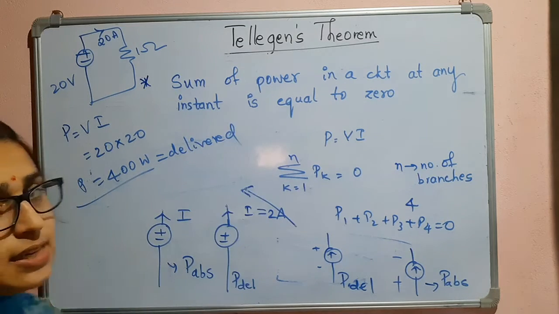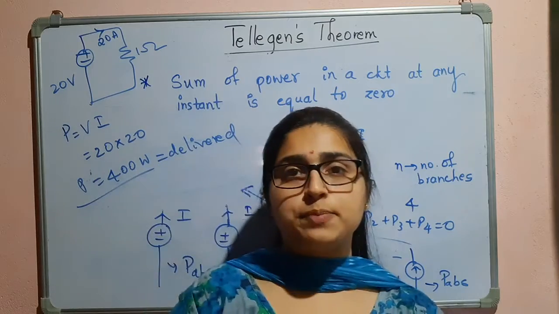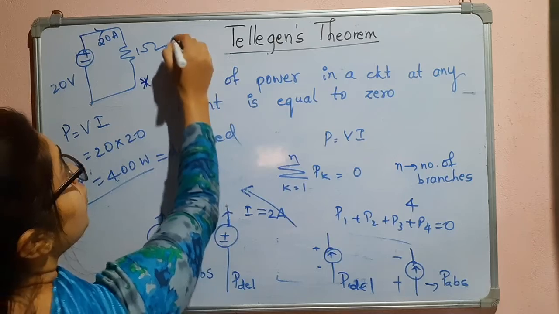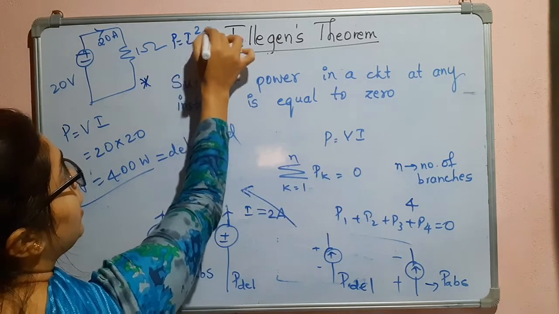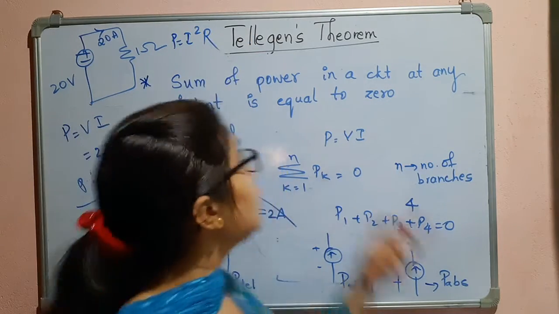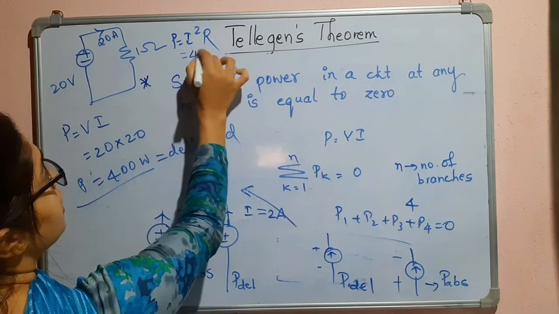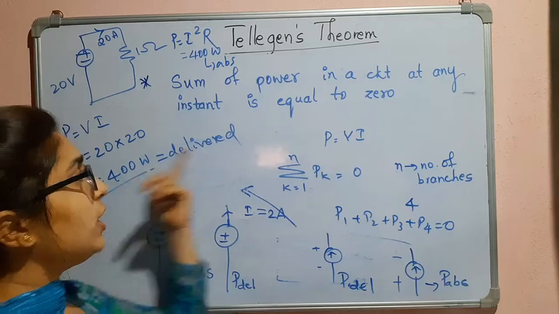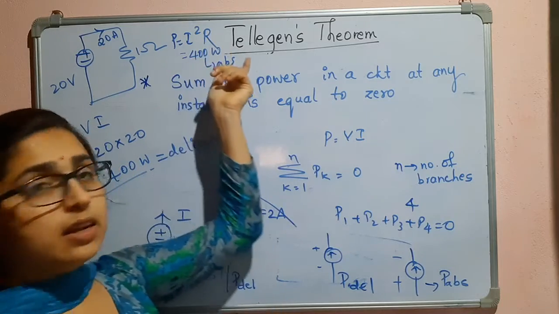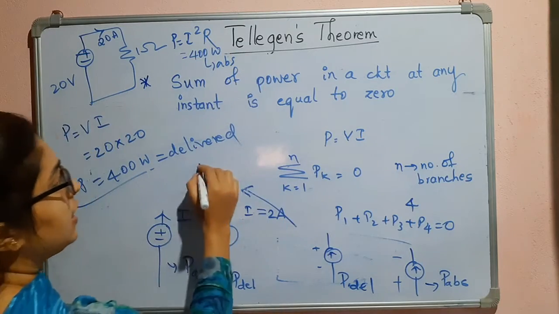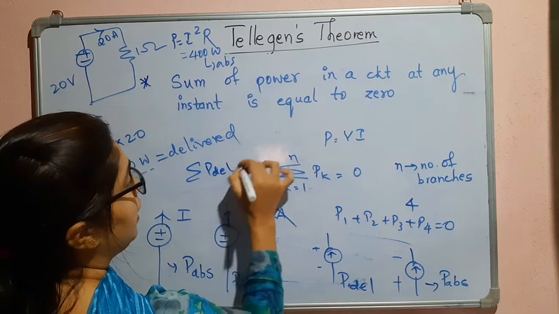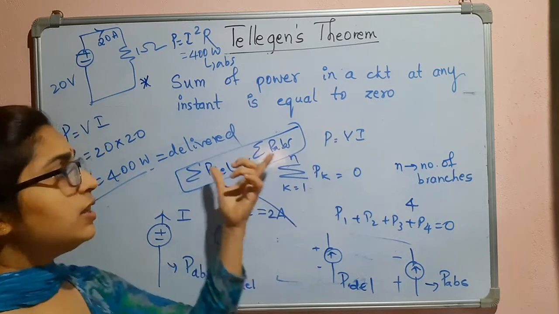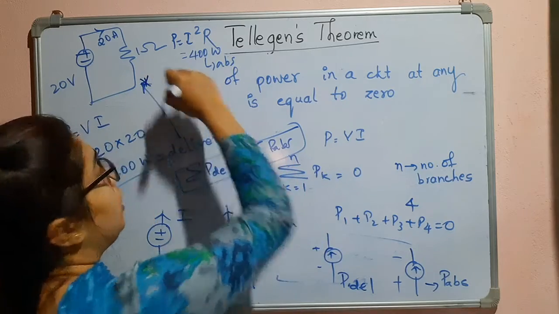Now we know that a resistor only absorbs power. Here the current is 20 and the resistance is 1, so I can write power as I square into R. Again it is 400 watts. So this is the absorbed power. What happened? 400 watts is delivered, 400 watts is absorbed. So this condition is satisfied: power delivered is equal to power absorbed in the circuit. This is satisfied in this particular case.